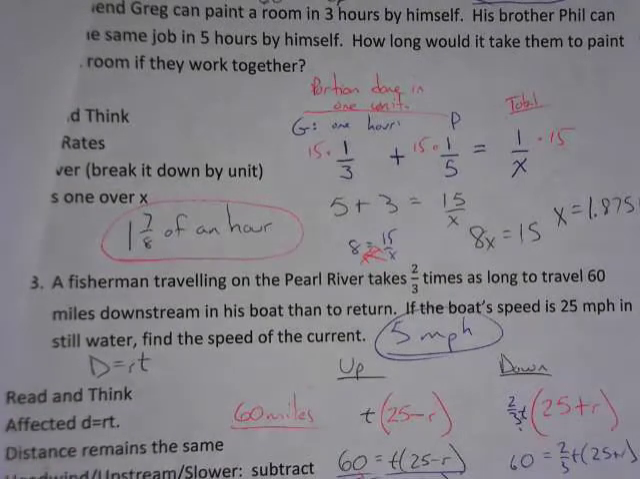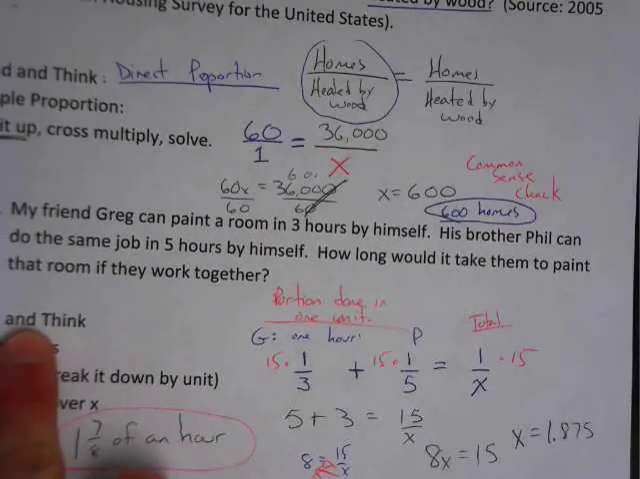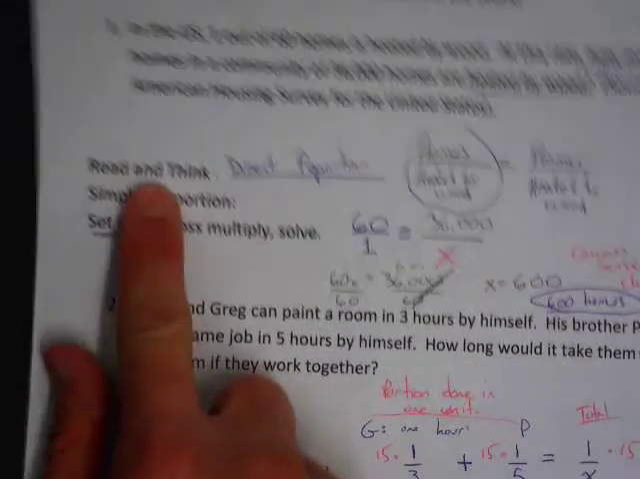Crazy stuff. The common theme to all of these word problems: reading and thinking, reading and thinking, reading and thinking.